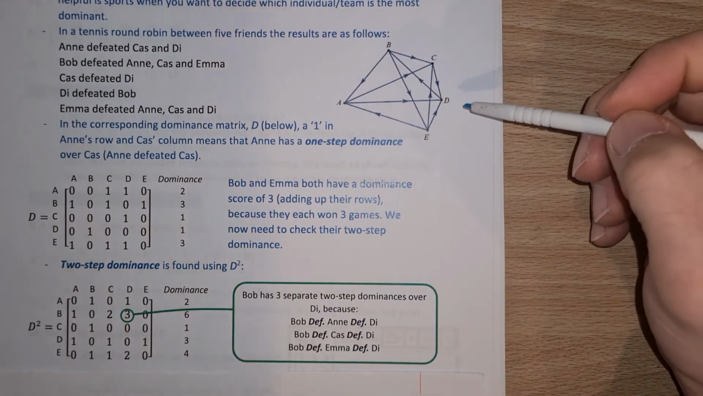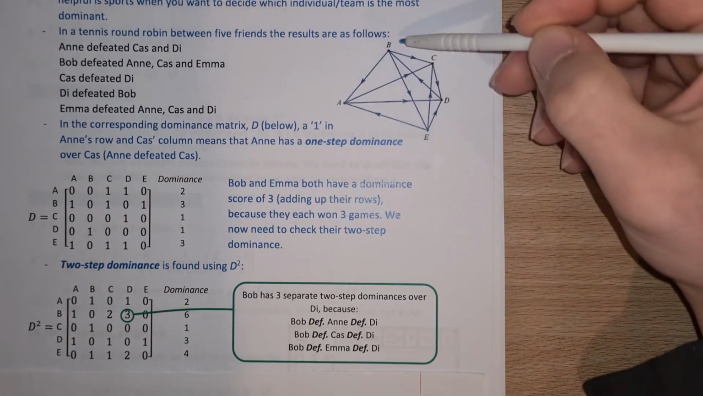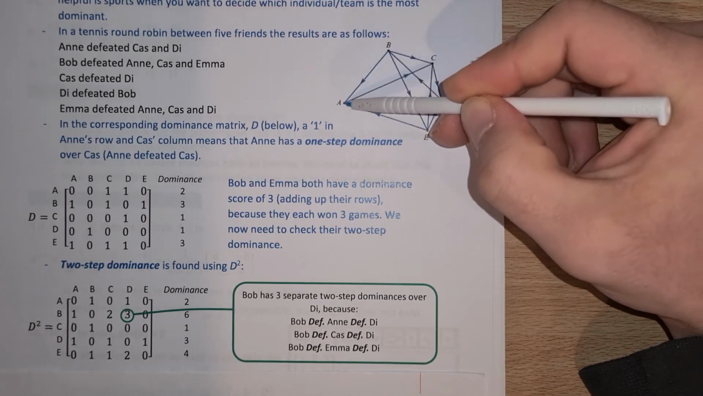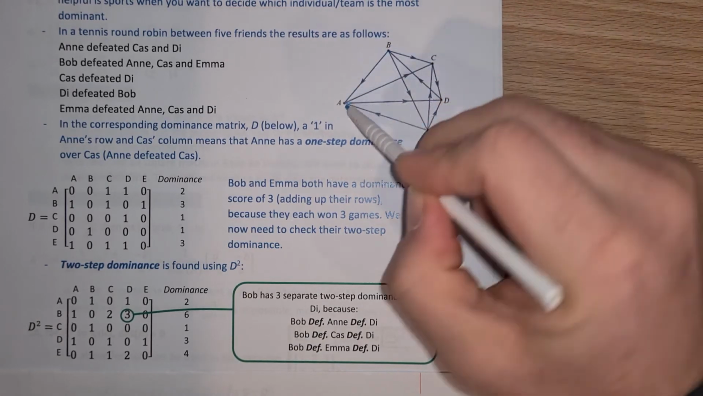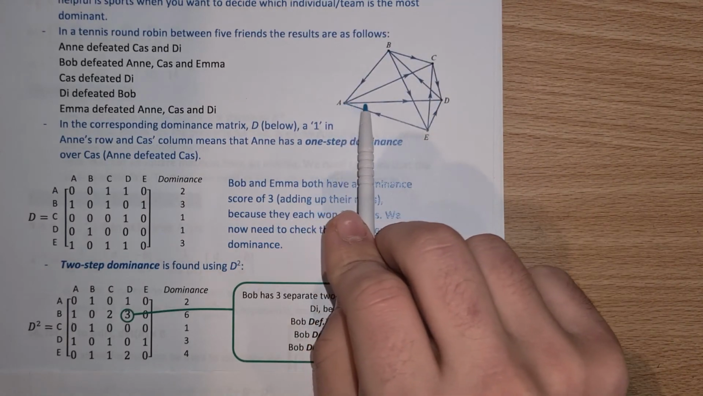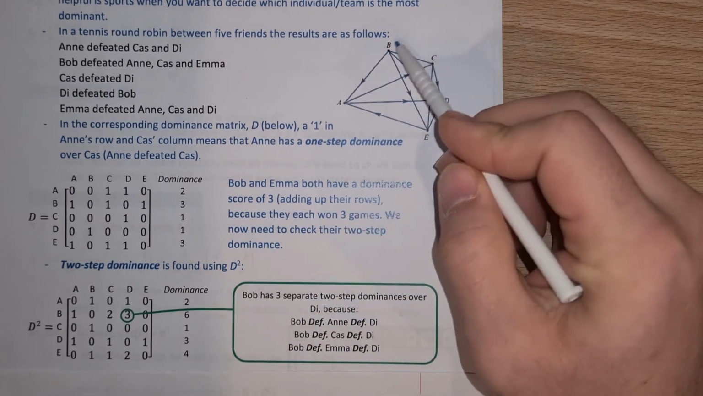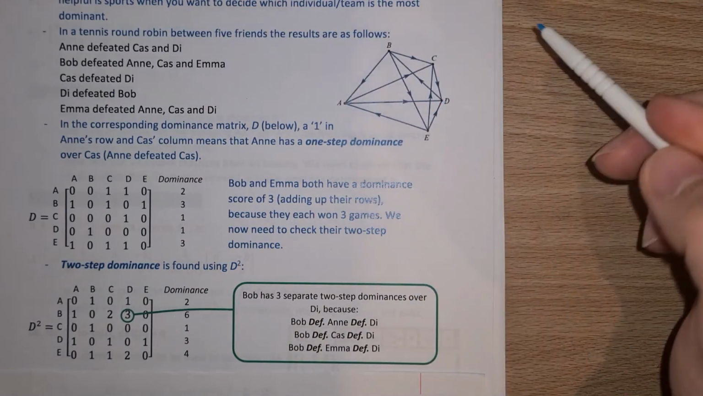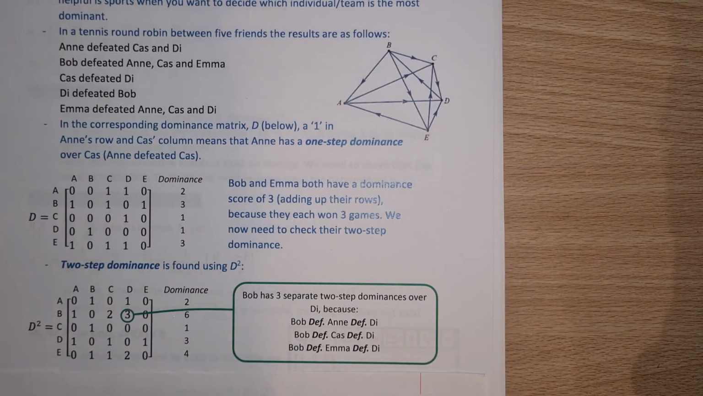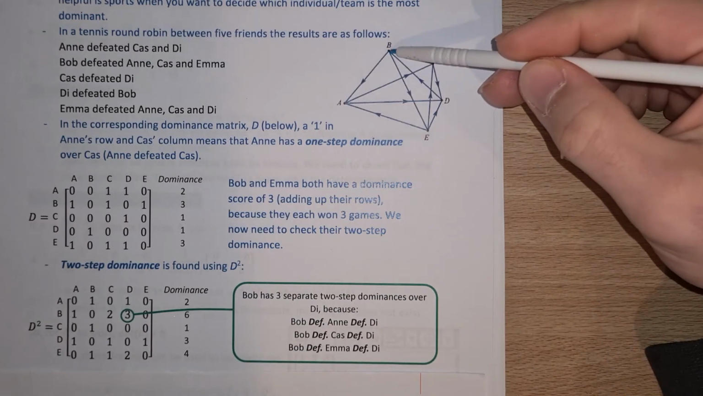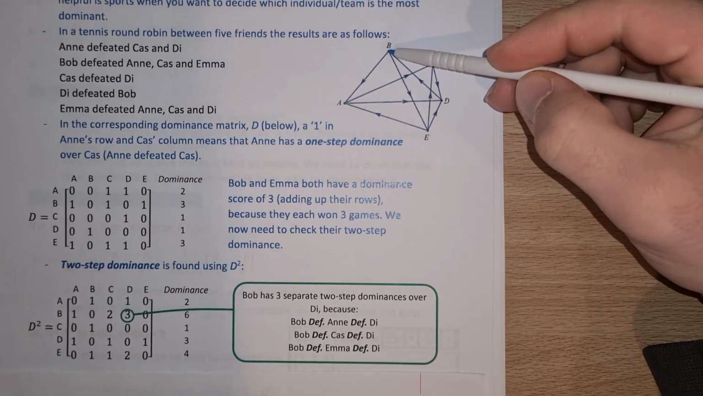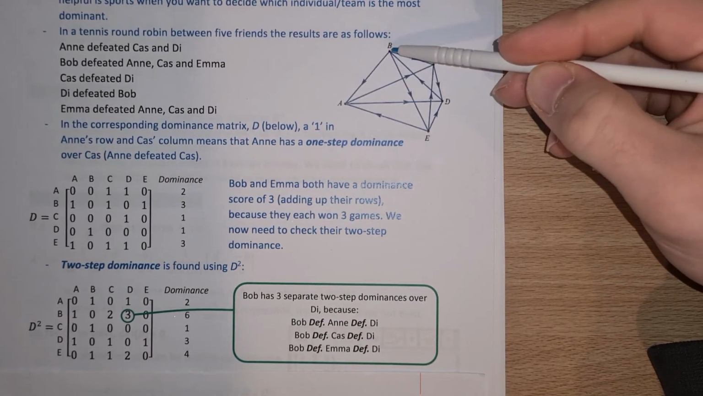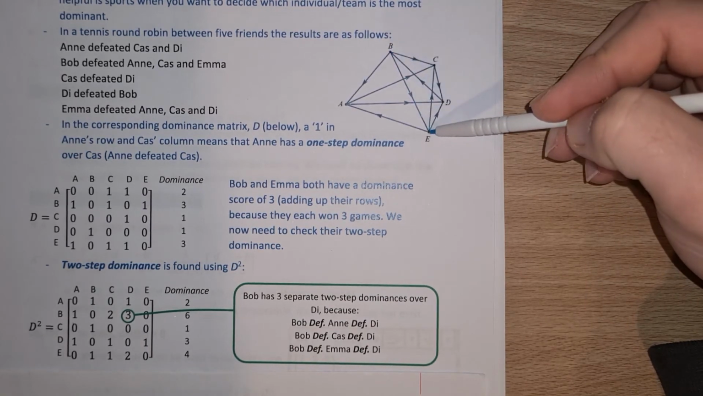So on the network diagram here, Bob has an arrow pointing to Anne because Bob defeated Anne, and then there's an arrow pointing from Anne to D because Anne defeated D. So we can follow that link. Now that's very similar to the 2-step communication links from the communication matrices. There's also a 2-step dominance between Bob defeating Cass, who defeated D, and Bob defeating Emma, who defeated D.